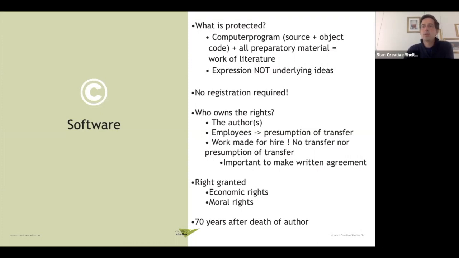that's not the case for the copyrights as such. Also here, there are economic rights which are granted. So the right to make copies of your computer program. There are also moral rights granted, and the same period of protection here applies, which is extremely long in the world of software. Of course, it's 70 years after the death of the author.